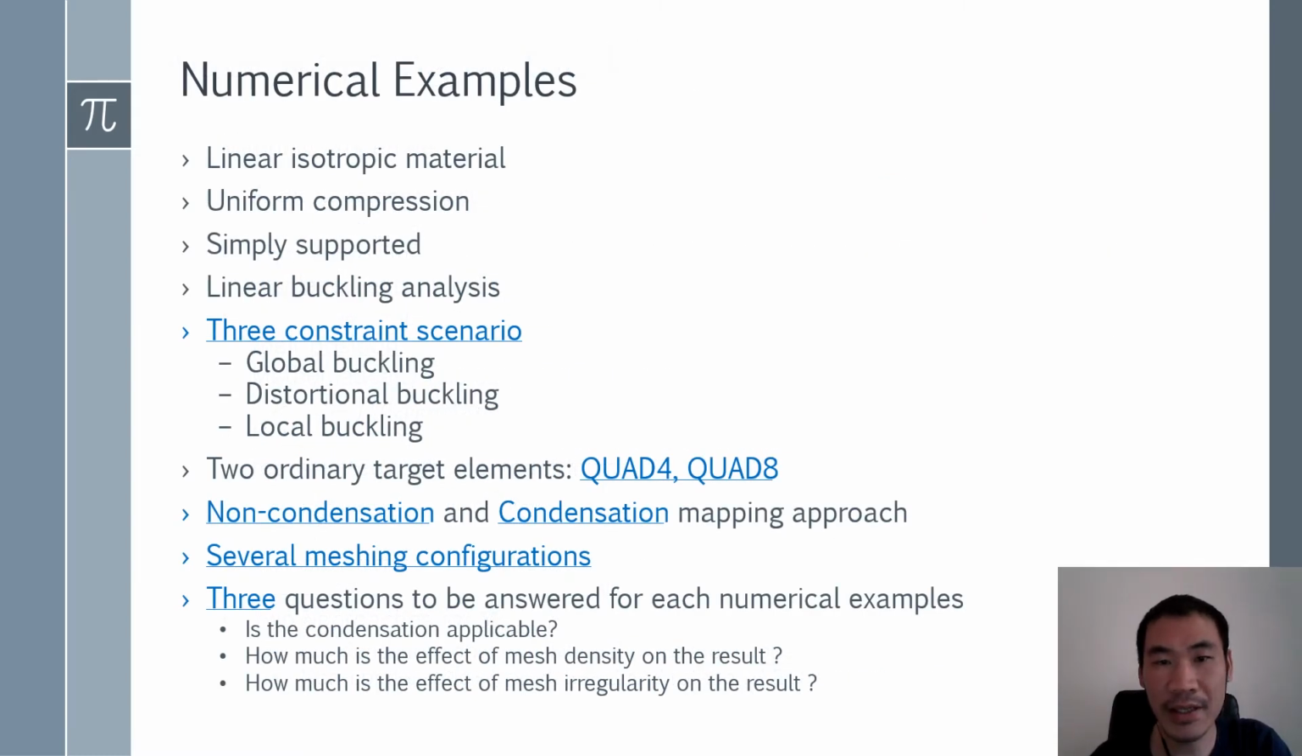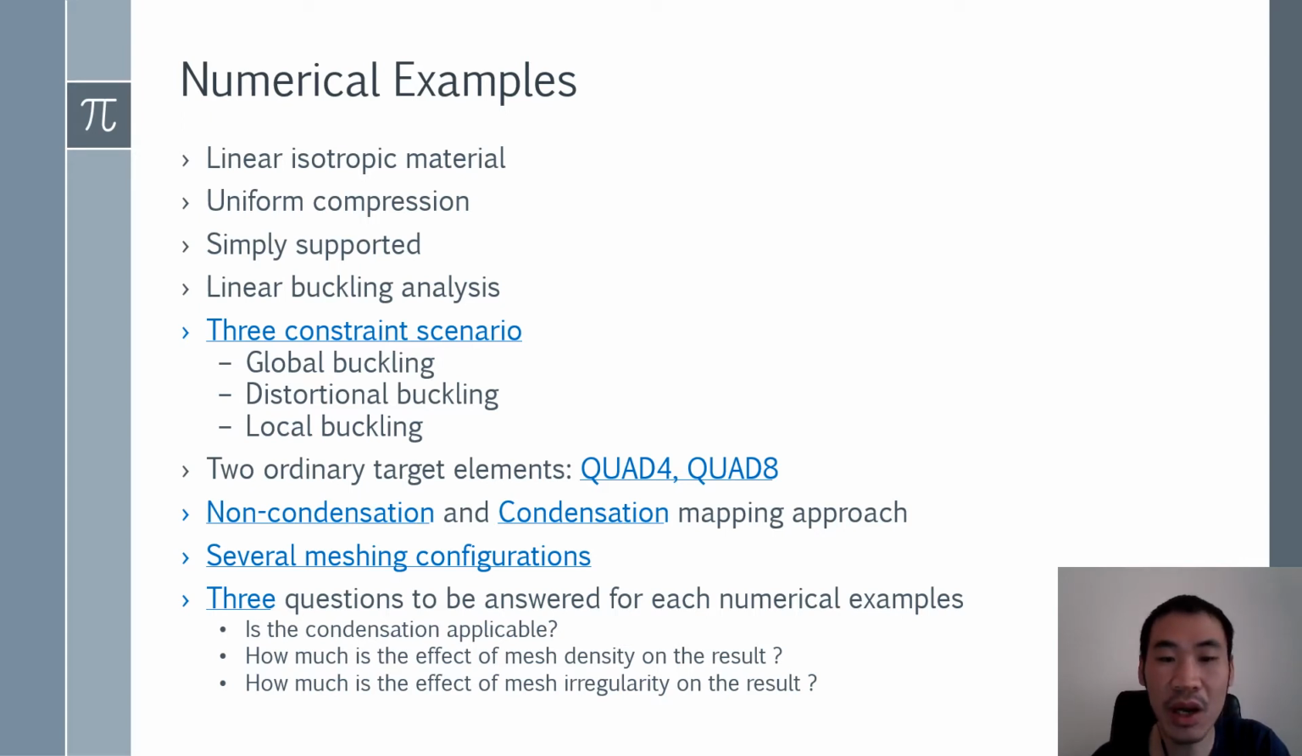In the next slides, I would like to show some numerical examples applying the previously discussed concept. In these examples, linear isotropic material is assumed, uniform compression load and simple support are applied, and linear buckling analysis is performed, constrained to three scenarios: global buckling, distortional buckling, and local buckling.